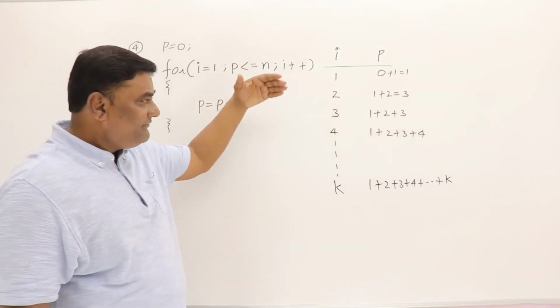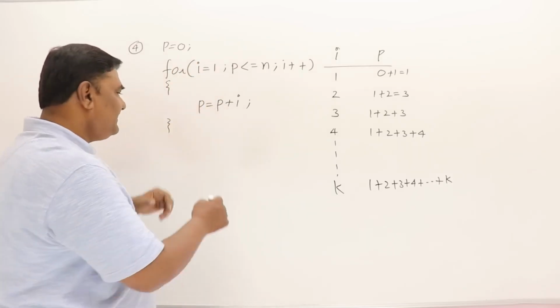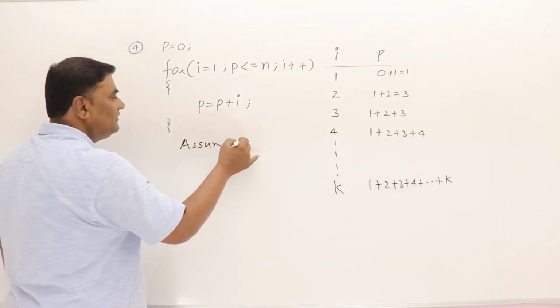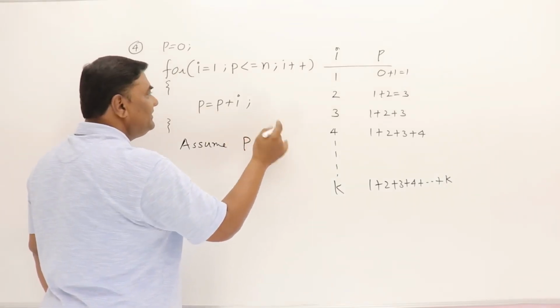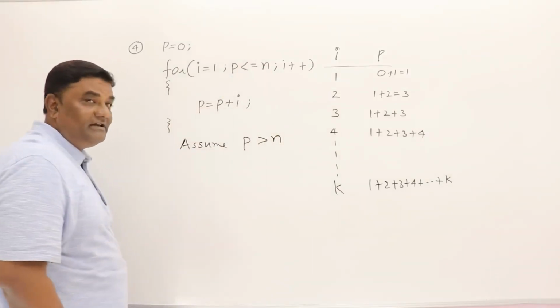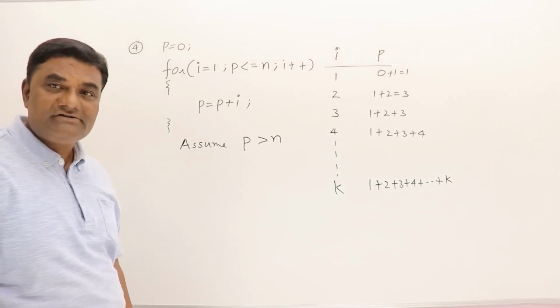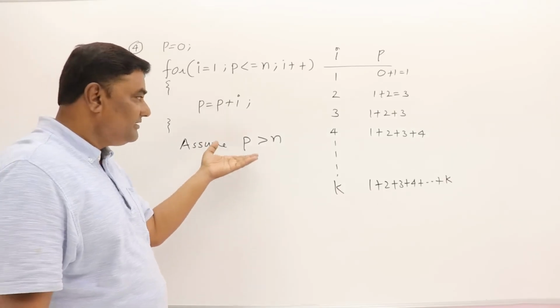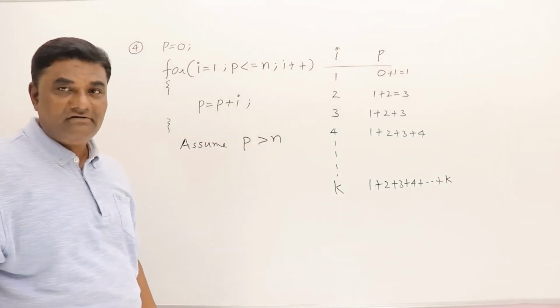So if it is repeating for k times, then what is the condition? We assume that p has become greater than n. So when p became greater than n, it is stopping. We assume this. As long as p is less than or equal to n, it is repeating. So when p becomes greater than n, it is stopping. Right?